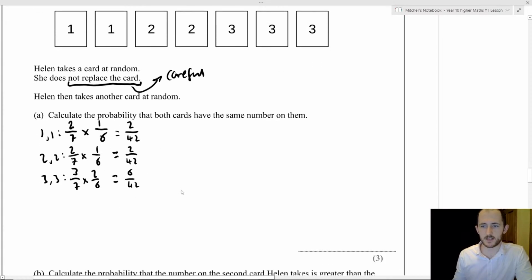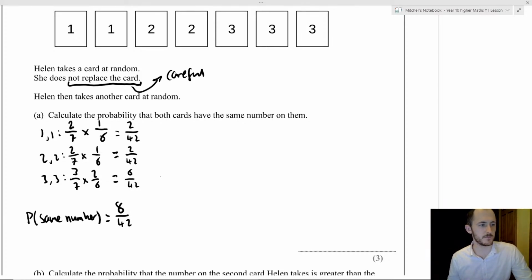And once again, it's asking for probability. Both cards have the same number, so 2 plus 2 plus 6 will be 8 over 42. So again, we're doing these questions pretty quickly.